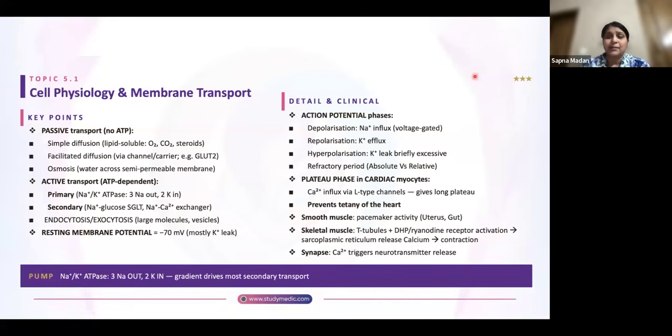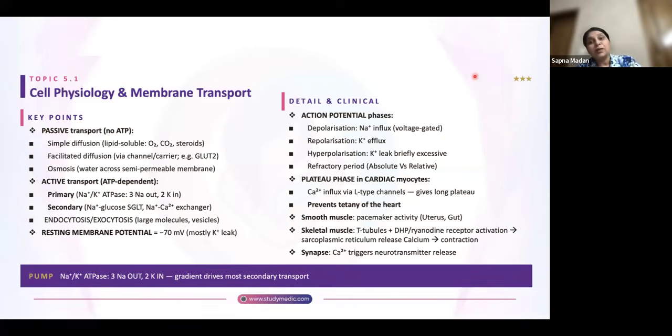These are the long-acting type calcium channels, or the lazy type calcium channels, because they open up later and they open up for a long time, and the calcium keeps coming into the cell, so that plateau phase comes, where the heart is contracting. This prevents tetany of the heart.